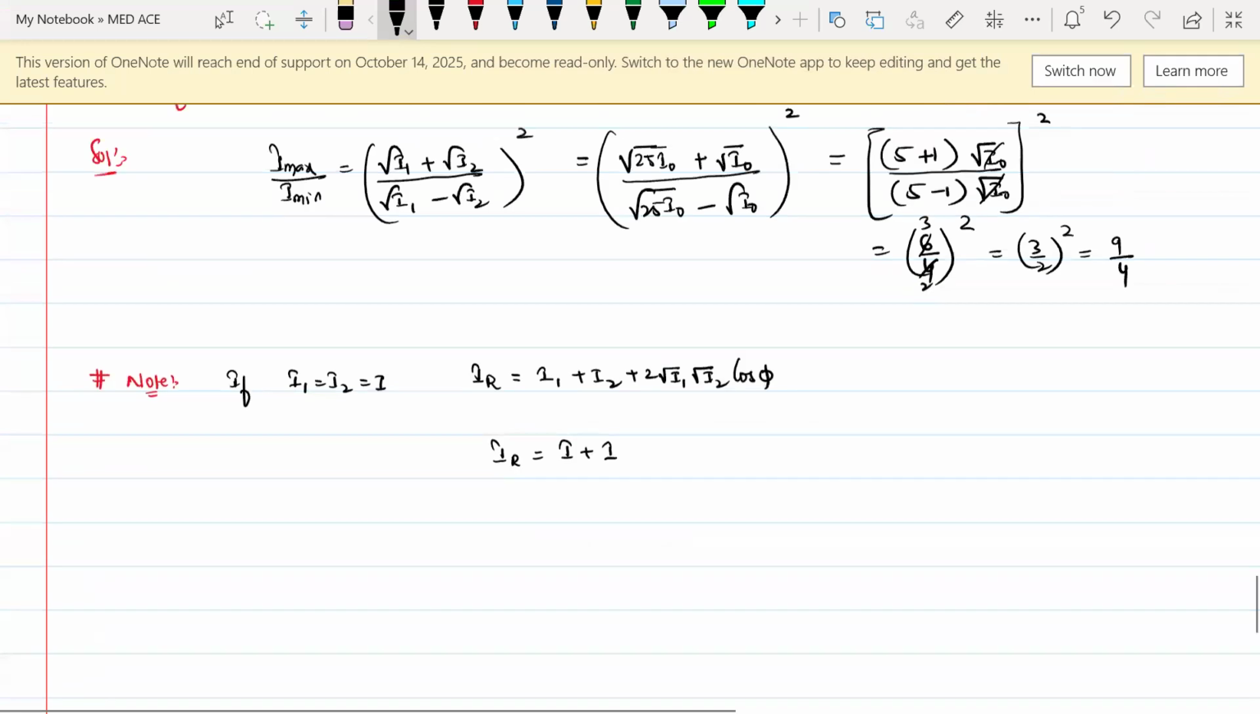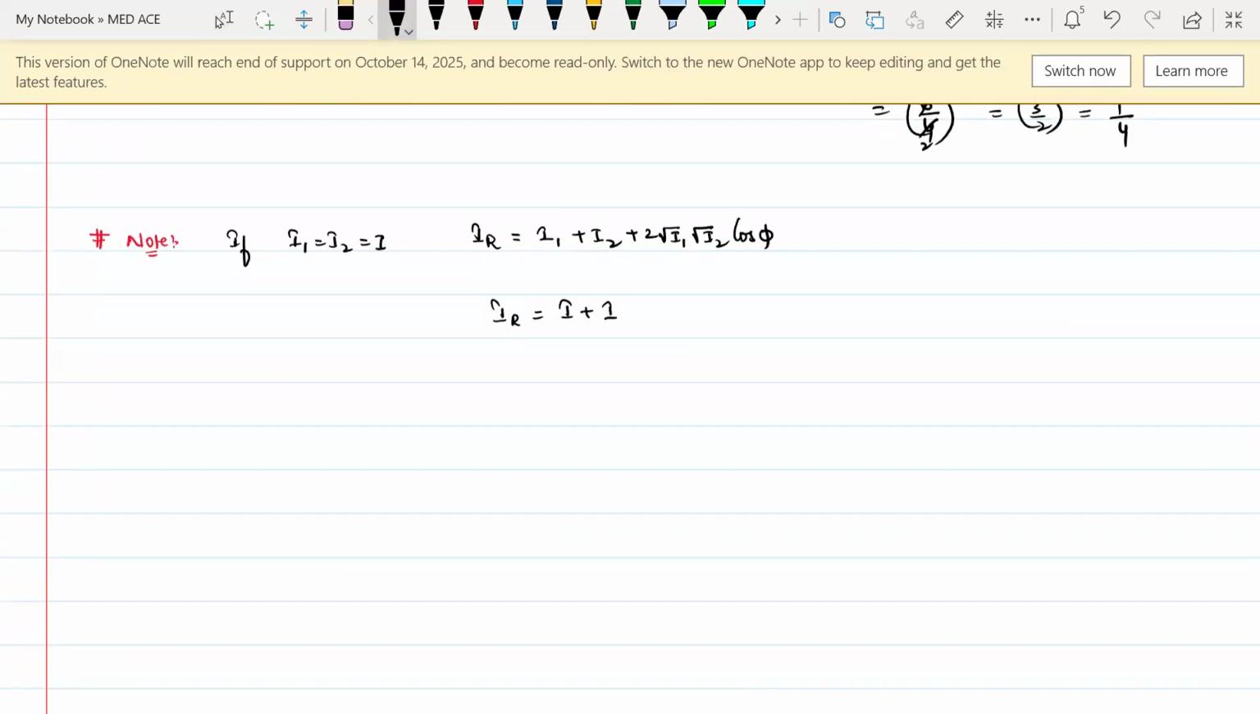So we are continuing in the tomorrow session of your class. If intensities of both of them are the same, what is the resultant intensity formula? IR is equal to I1 plus I2 plus 2 into root of I1 into I2 into cos phi. If I1 is I and I2 is also I, plus this is 2.